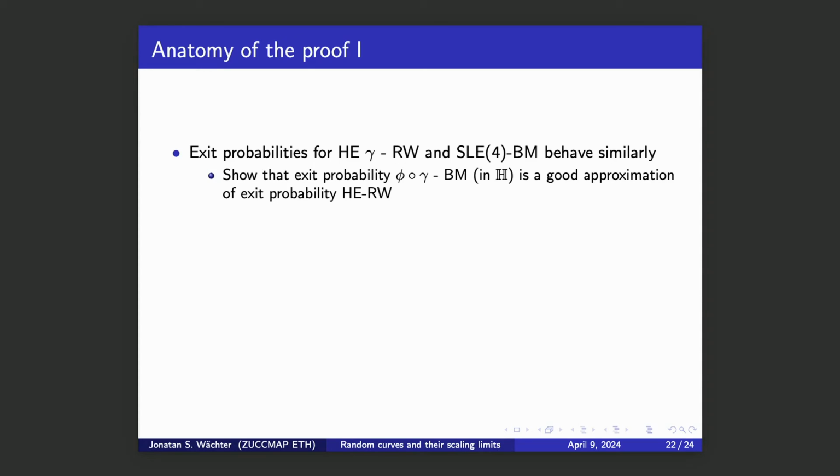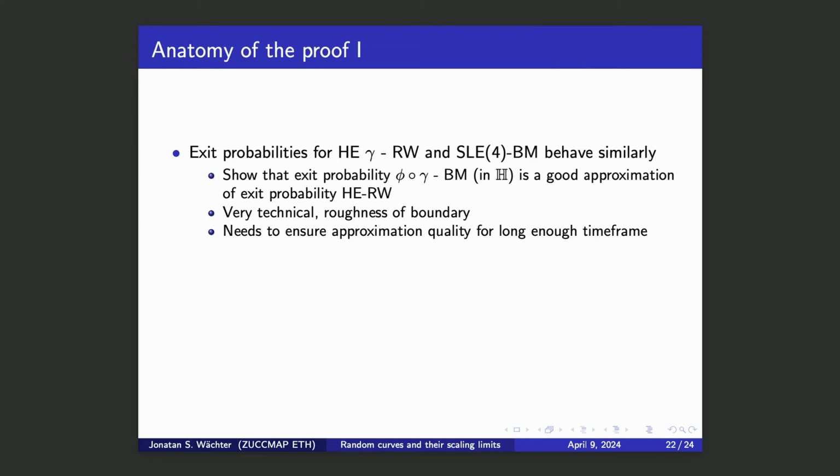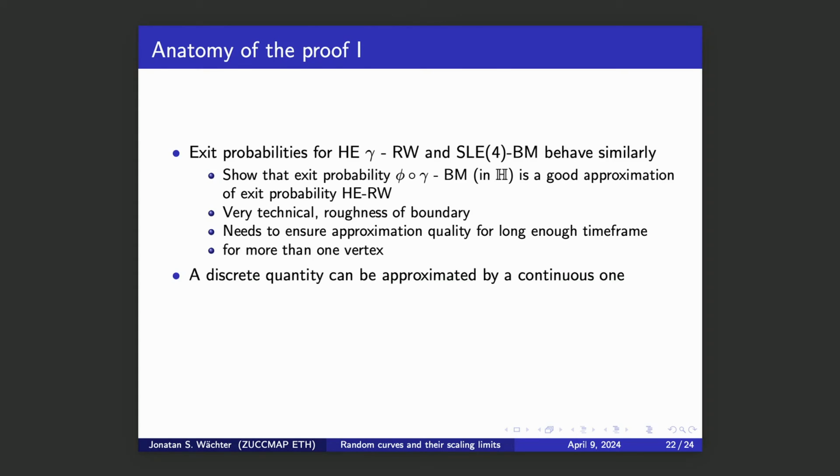We're going to change it up a bit. We're going to use the exit probability for the Harmonic Explorer mapped to the upper half plane, but the exit probability of a Brownian motion. And this turns out to be a very good approximation for the exit probability for the Harmonic Explorer random walk, right? This is not trivial at all. It's one of the more difficult steps of the proof, showing that this is a good approximation and that it's also good for a long enough time frame and for enough vertices, for more than one vertex specifically. But the general idea here is that the discrete quantity can somehow be approximated by a continuous one.